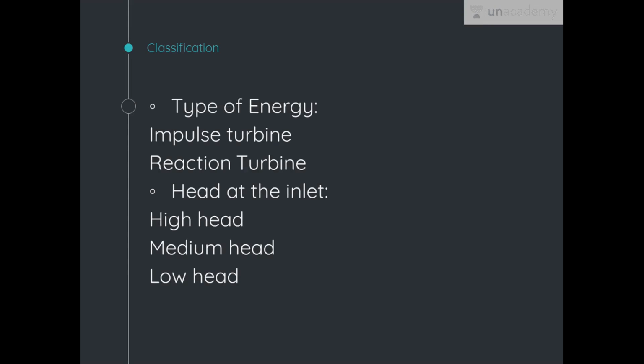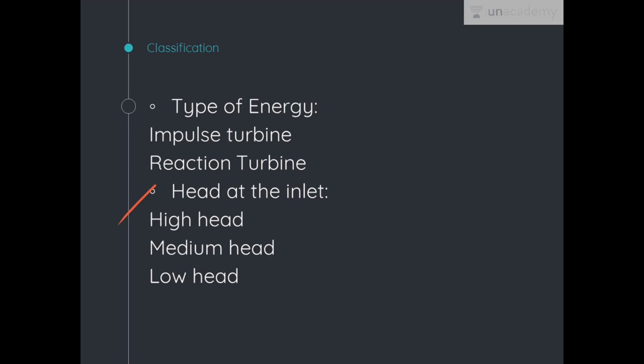So let's move on to the classification of the water turbines. Depending upon the type of energy available at the inlet of the turbine, they are differentiated into 2 types. The impulse turbine: if the energy available at the inlet of the turbine is only kinetic energy, then it is called the impulse turbine. Example being the Pelton wheel. And the reaction turbine: if both pressure energy and kinetic energy are available at the inlet of the turbine, then you can call it a reaction turbine. The example being the Kaplan turbine.